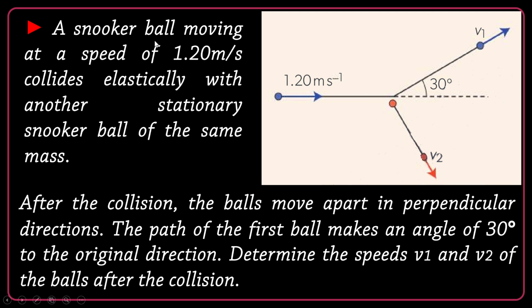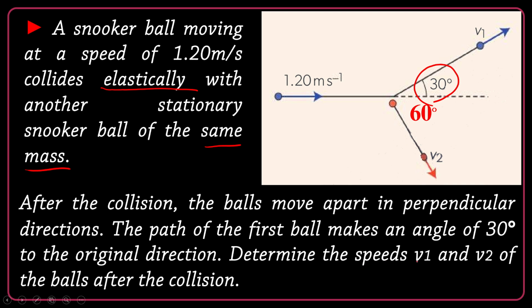A snooker ball moving at a speed of 1.2 meter per second collides elastically with another stationary snooker ball of the same mass. Same mass. Elastically means we can use conservation of kinetic energy. After the collision, the balls move apart in perpendicular directions. The path of the first ball makes an angle of 30 degrees to the original direction. This is 30 degrees. Okay, so if they are perpendicular, the other must be 60 because they add up to 90.